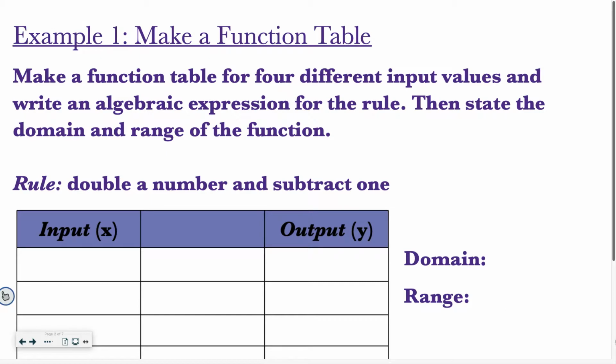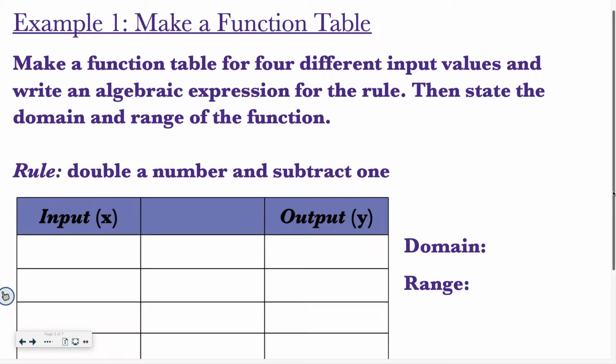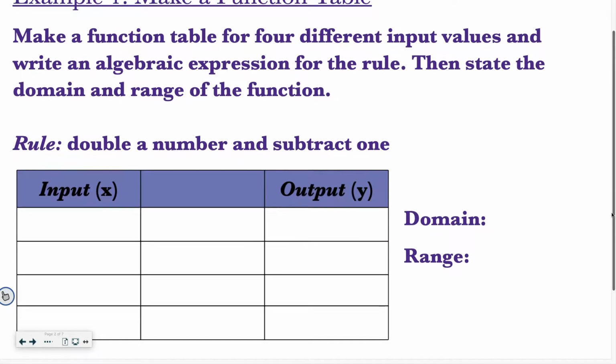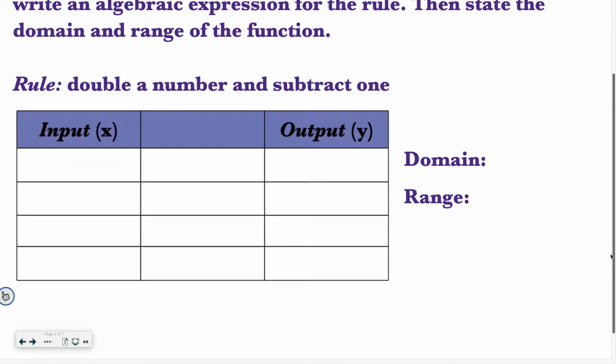All right, so example 1, let's practice making a function table. Make a function table for 4 different input values and write an algebraic expression for the rule. Then state the domain and range of the function. Domain and range, we've already talked about this chapter, so hopefully that doesn't seem too difficult here. But if so, I'll be reviewing that.